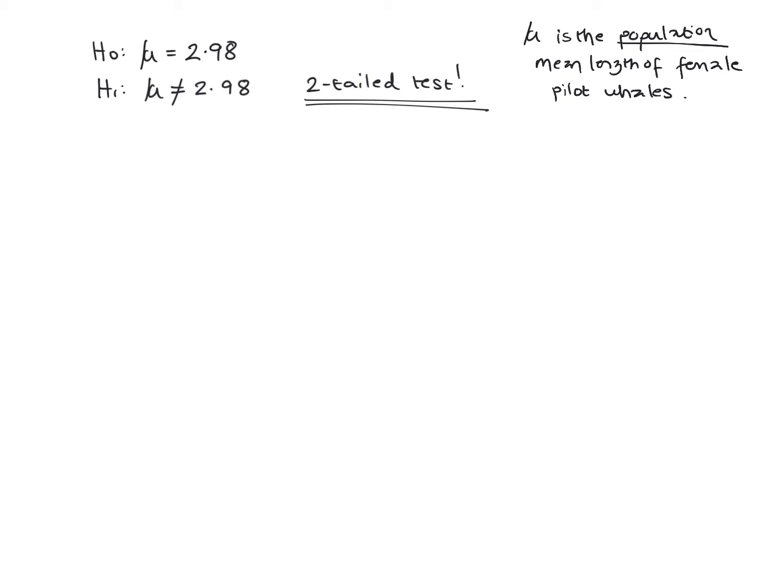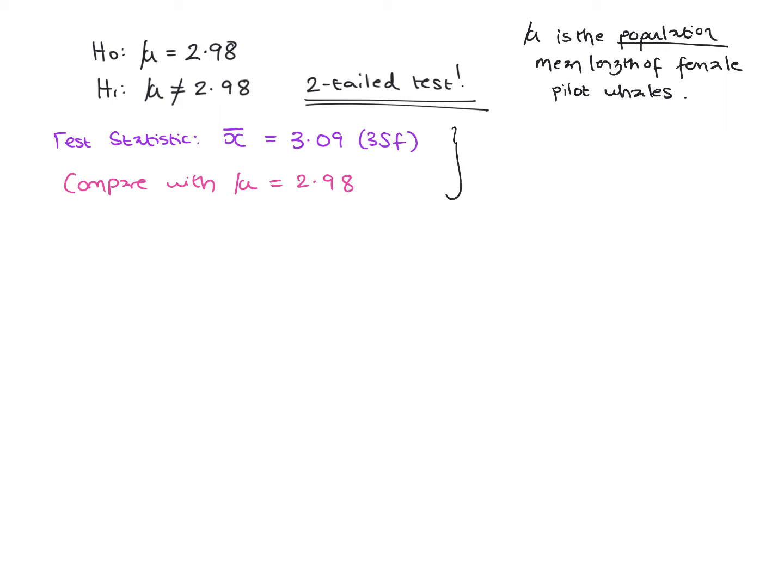So now, let's have a look at our test statistic again. Our test statistic is x bar, the sample mean, which was 3.093. Now, what we want to do is compare this with the value of mu, which is equal to 2.98, the population mean. So what do we notice? We can see clearly that x bar is greater than mu, so our sample mean test statistic 3.09 is greater than 2.98, which tells us we only need to investigate the upper tail when we calculate our p-value. We don't need to investigate the lower tail because our test statistic is greater than the population mean. So there's no point investigating the lower tail.